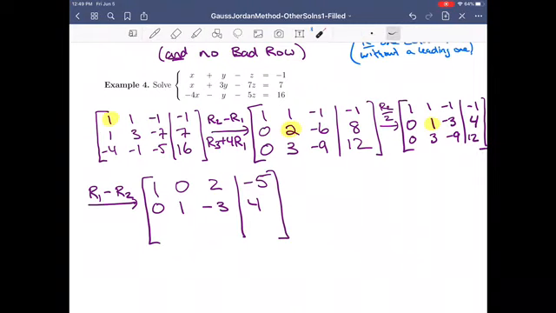Now I also want to change this 3 to a 0. So I'm going to do row 3 minus 3 of row 2. So I have 0 minus 3 times 0, that's 0. 3 minus 3 times 1, so that's a 0. That's what I wanted. Negative 9 minus 3 times negative 3, so that's negative 9 plus 9. That's going to give me a 0. And then I have 12 minus 3 times 4, so that's 12 minus 12. That's also going to give me a 0.